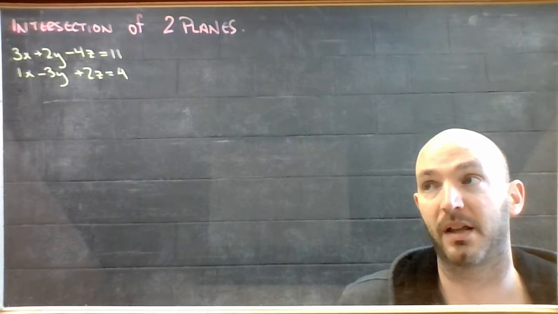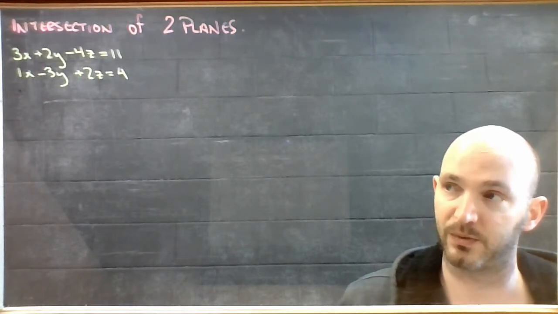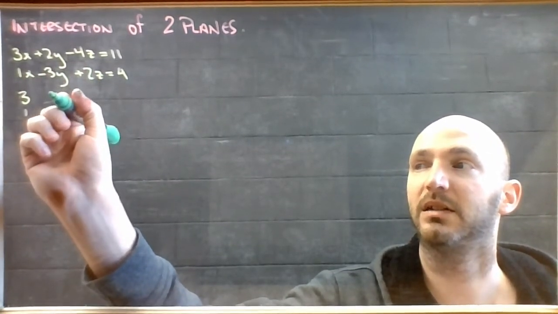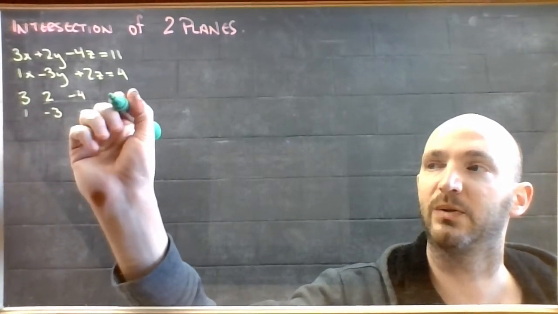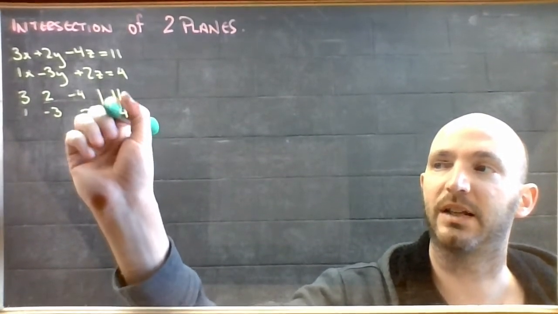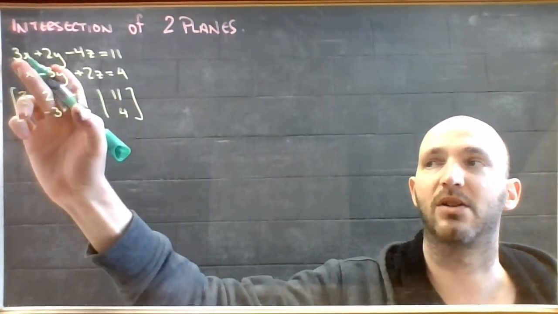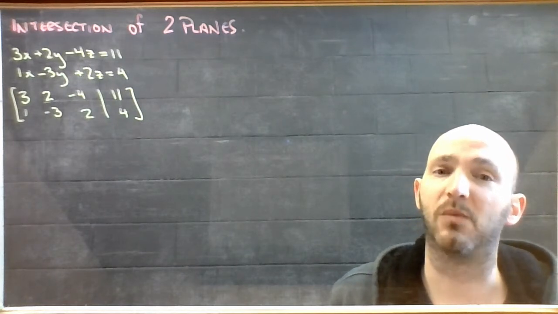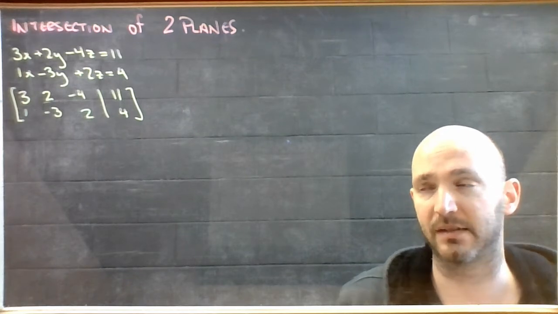So again, applying Gauss-Jordan elimination to this one, I'm going to pop the coefficients into my matrix, 3 and 1, 2 and -3, -4 and 2, 11 and 4. And you can see just by the numbers of this one, this is not just the first equation scaled up. So there's going to be a more interesting interaction between these two planes.